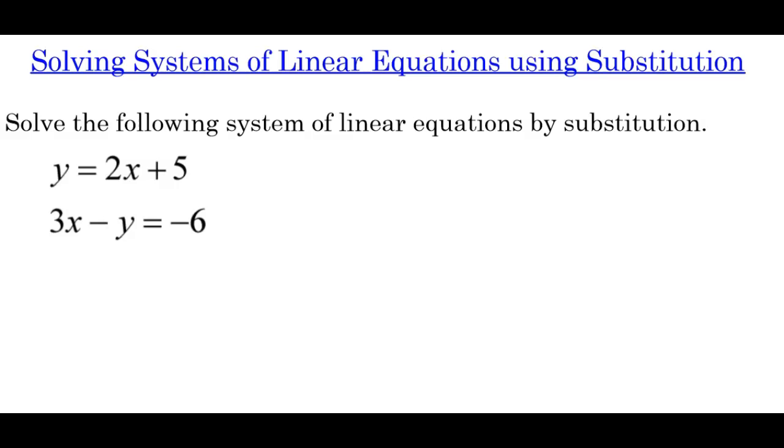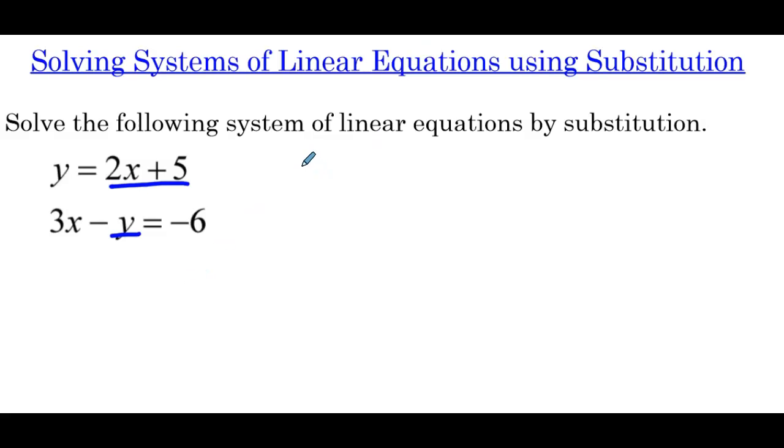Okay, so we are looking for an algebraic solution to this system as opposed to graphing, and we have to use the method of substitution. So in order to do that, we need to isolate one of the variables in one of our two equations. So in our first equation, y is already isolated, so that's been done for us. Then we're going to take the expression that's equivalent to y, which is 2x plus 5, and we're going to substitute it in for y in the other equation.